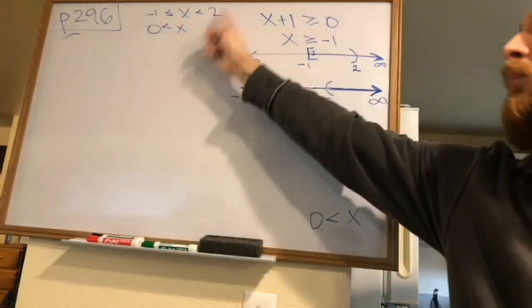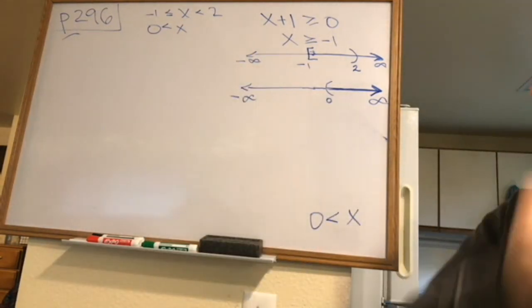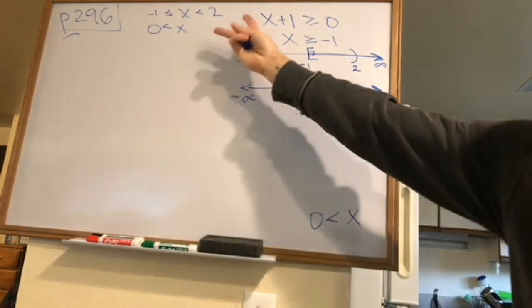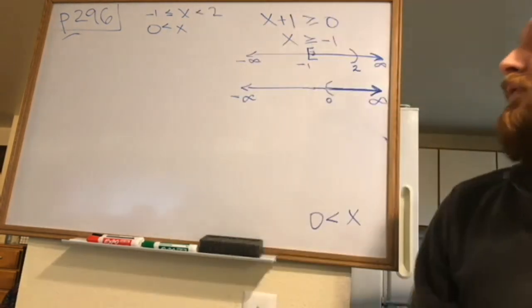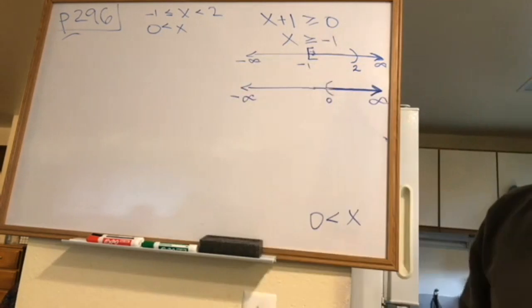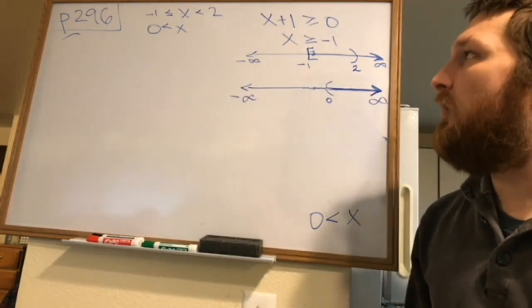And I said, okay, well then where are they both true? That's kind of hard to see. I don't know about you, but when I'm looking at that right there and you say, okay, so where is X true for both of those? I have a really hard time with that.